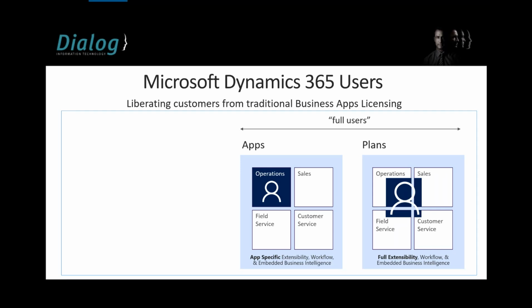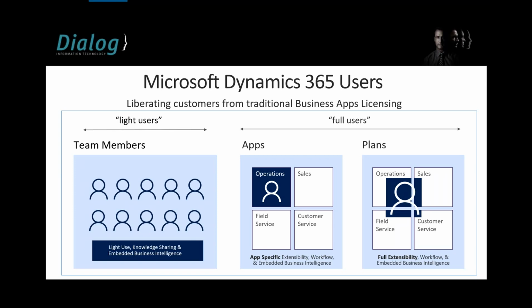This means that businesses can create real-world roles for their employees who might be primarily in finance but do need to manage customer orders and field service orders. And then we have light users. Light users are typically most of the people within a business. They look up customer information, they consume knowledge, they run reports, and they complete light tasks. These users are called team members and are licensed at a very low cost.